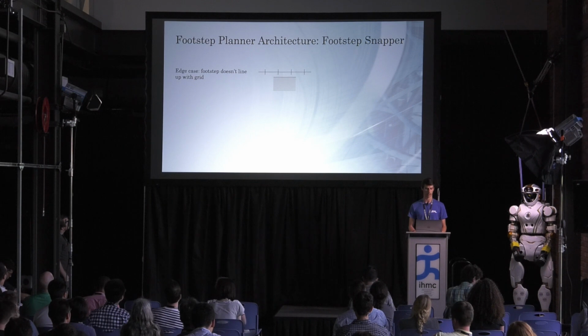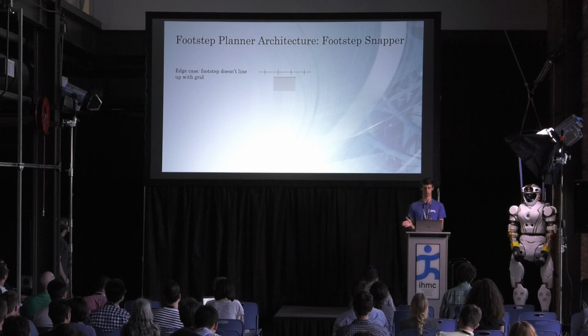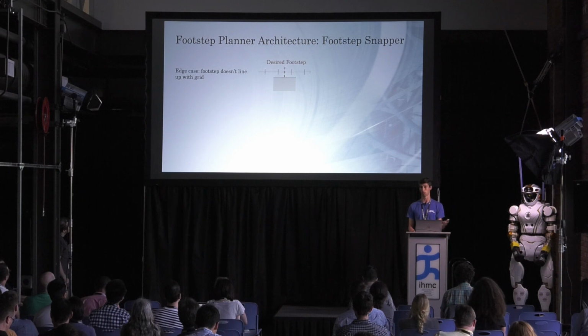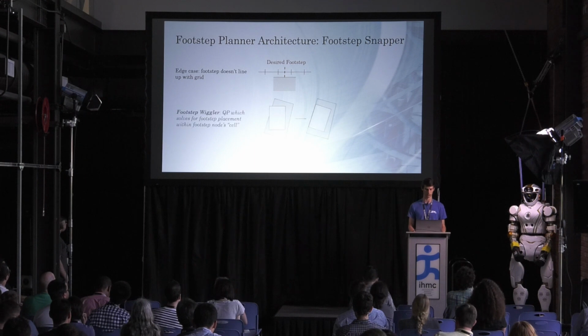One note, an edge case for the lattice representation. Suppose you have a cinder block here that doesn't really line up with your lattice, so you have to have the footstep land on the cinder block. You don't have a lot of extra room, but that lands right in the middle of your lattice. So this is the biggest drawback of using a lattice representation.